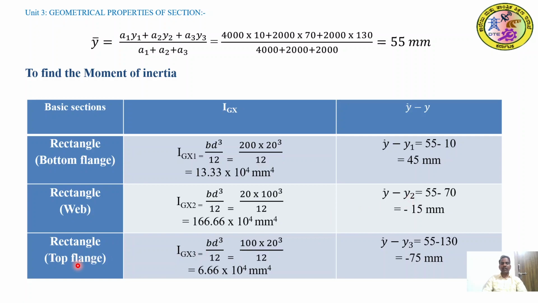In the top flange rectangle, the moment of inertia of the third rectangle with respect to the x axis is BD cube by 12. The width of the top flange is 100 and the depth is 20 millimeter. So if we substitute, we will get the value of 6.66 into 10 power 4 millimeter power 4. The centroidal distance of the whole section to the third rectangle is 55 minus 130, that is minus 75 millimeter.